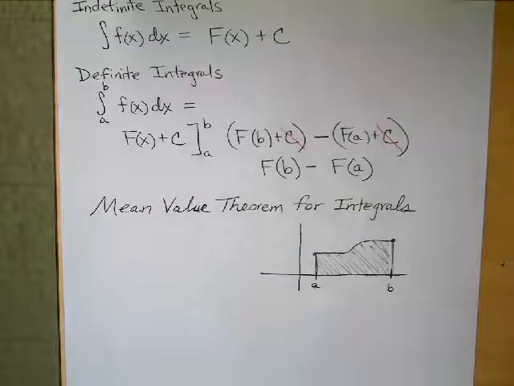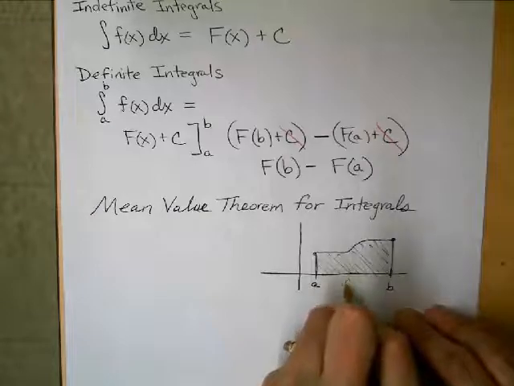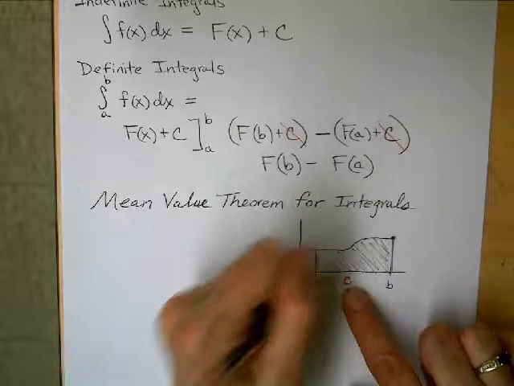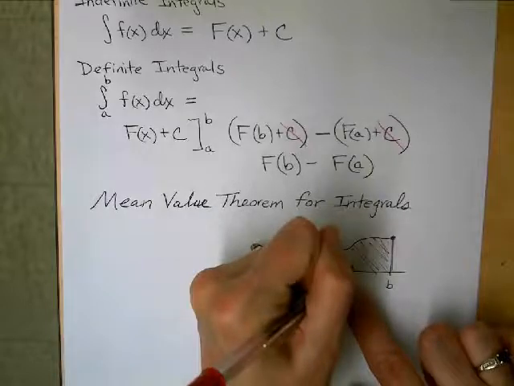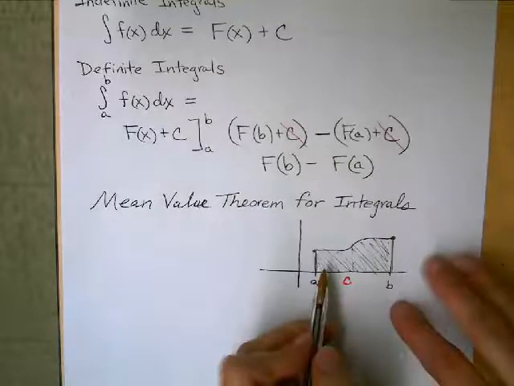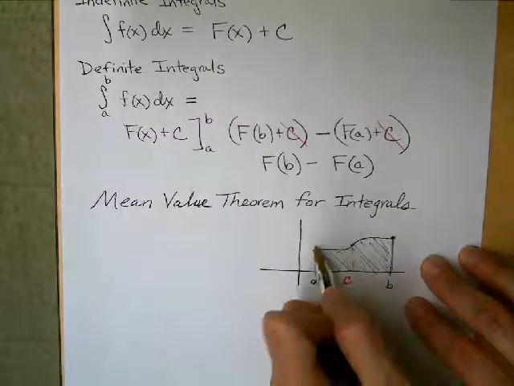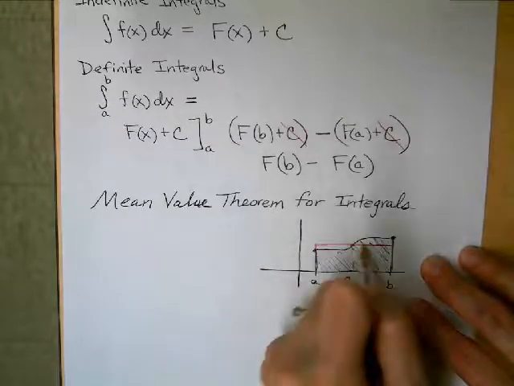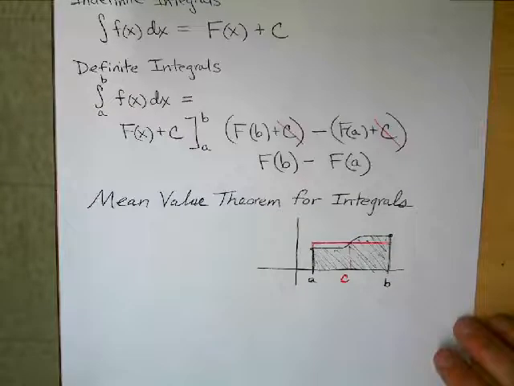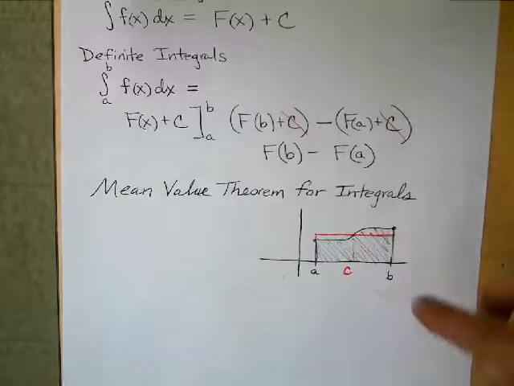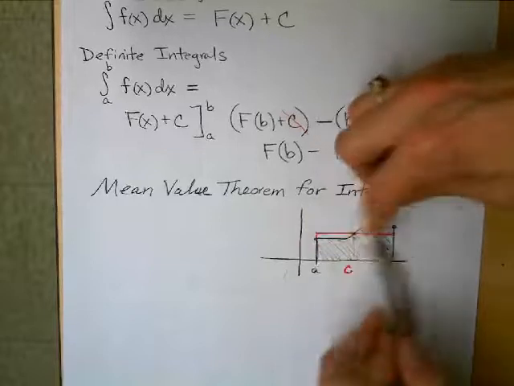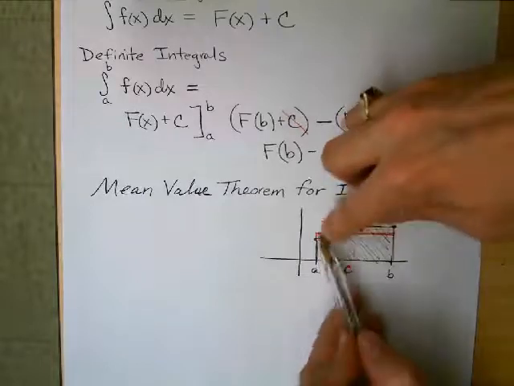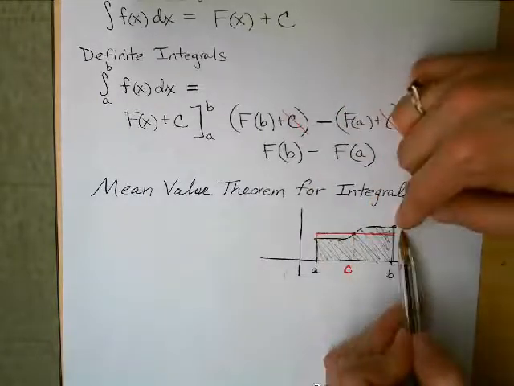What the mean value theorem for integrals does is tell us there's some point C between A and B, a spot where it makes a rectangle. You'd make a rectangle that goes through point C, like this. I went in the middle of the curve just to show you an example. There's some point C where, if you make a rectangle like that, this rectangle I tried to draw in red, that rectangle has the same area as the area under the curve.